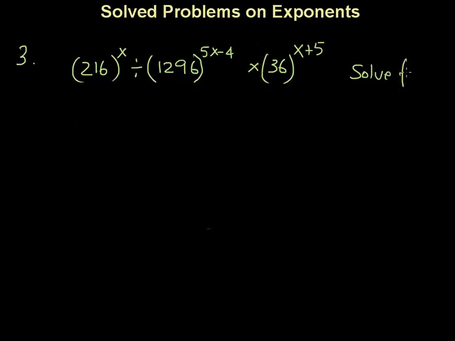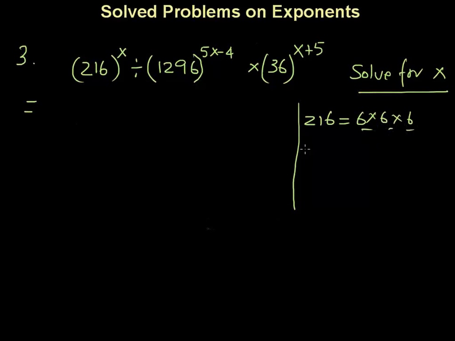Solve for x. Right? So what can we do here? I see 216. Let's do factors here quickly. 216 is 6 into 6 into 6, 3 times. And in the same way, 1296, if you use your calculator, you can easily identify that this is 6 into 6 into 6 into 6, 4 times.